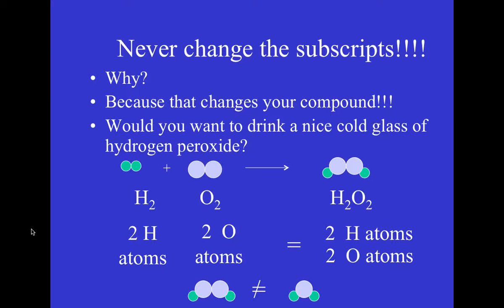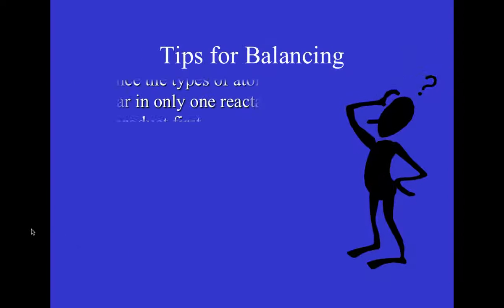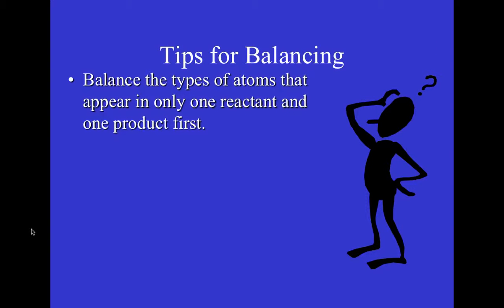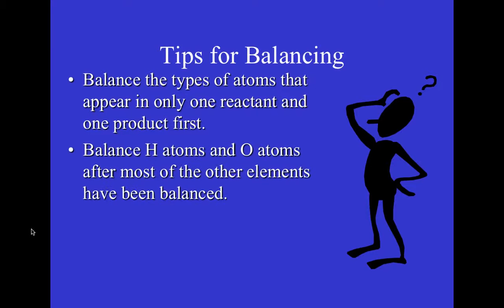Now, some last minute tips here before we do some more examples. First of all, balance the types of atoms that appear in only one reactant and one product first. They're usually the easiest to start with. Save hydrogen and oxygen atoms until almost last. In fact, I do recommend that you keep them until last. In terms of the order, I would do everything else, and then I would do oxygen and then hydrogen.